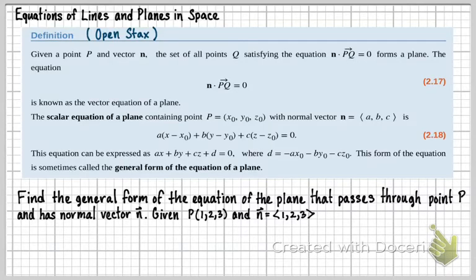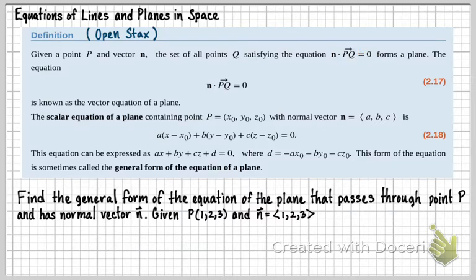Now we're going to talk about planes. This says a point P and vector n, the set of all points Q satisfying the equation n dot PQ equals 0. Now think about what n dot PQ equaling 0 means. That means that I'm actually dealing with orthogonal vectors. So when this equals 0, that means they're orthogonal vectors.